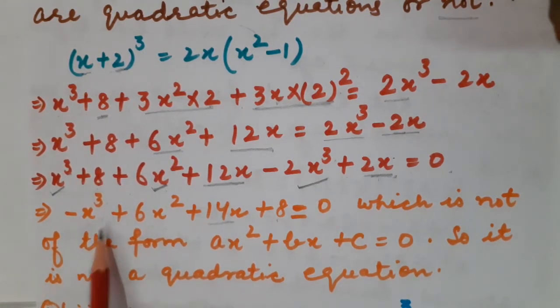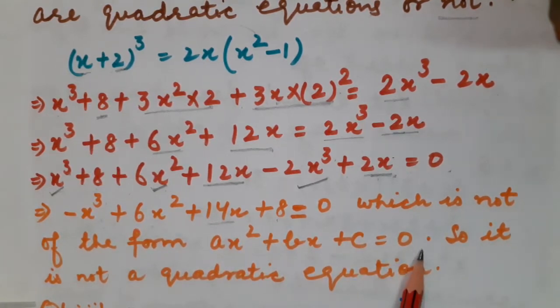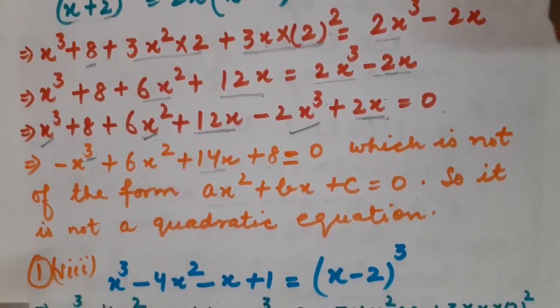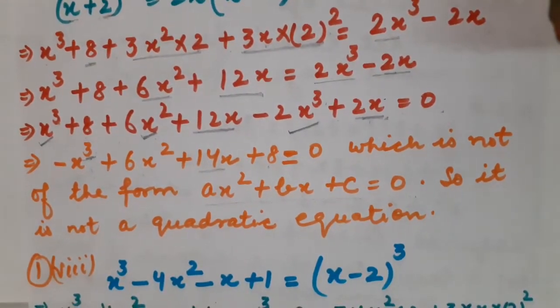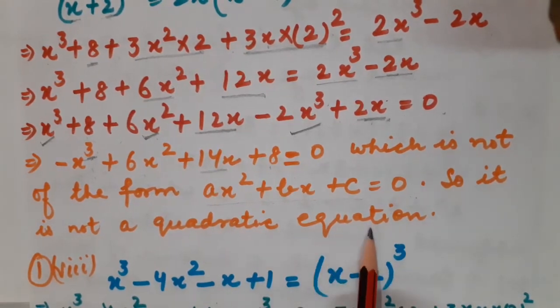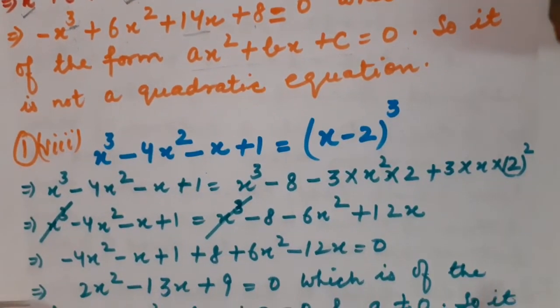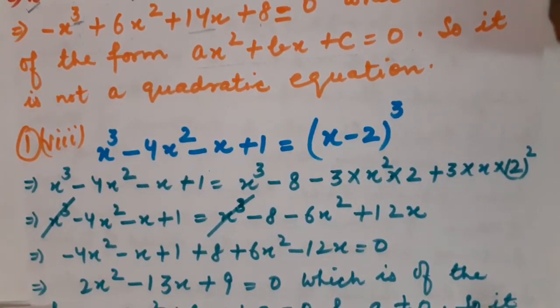The generalized form of a quadratic equation is ax square plus bx plus c is equal to 0. Here the highest power should be 2. But here you can see what is the highest power of the variable. That is 3. So what can we say? Because x cube is present in this equation, this is not going to match the generalized form of a quadratic equation. So that's why it is not a quadratic equation. Clear, children?